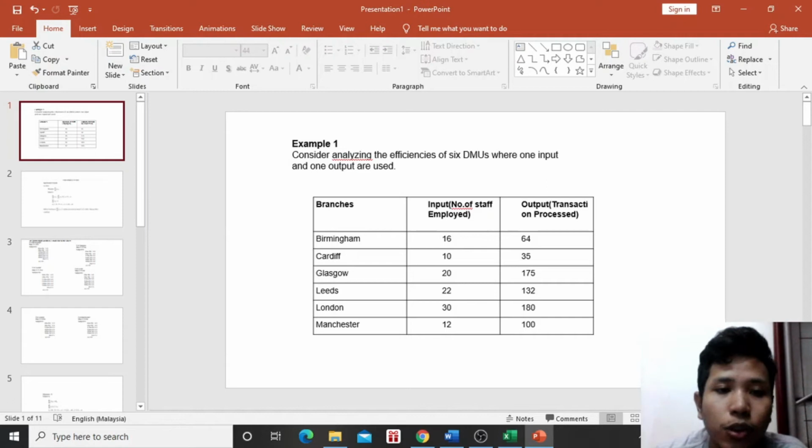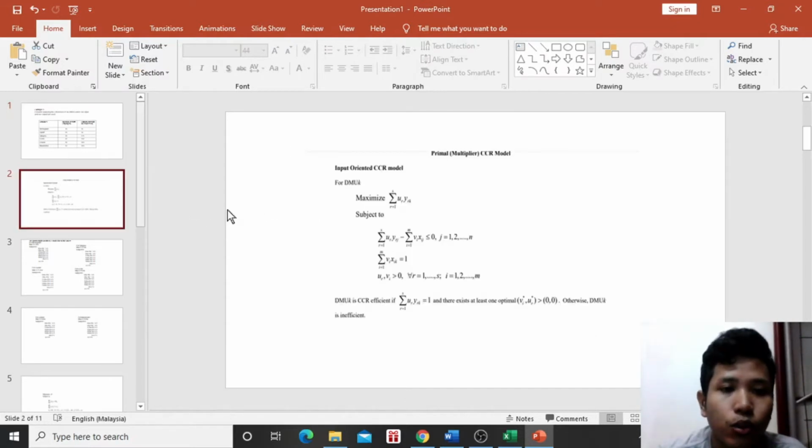I am going to be showing you guys the first example. Okay, so what we have right here is the bank branches with one input and one output. The input is the number of staff employed and the output is the transaction process. Okay, so firstly what we've got to do now is the input-oriented CCR model.